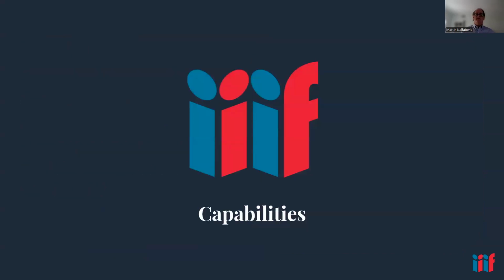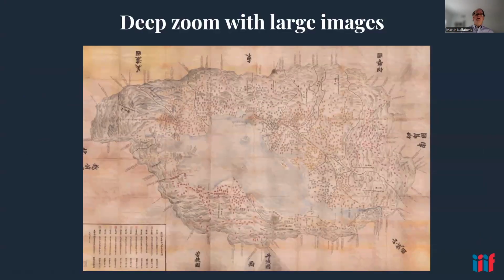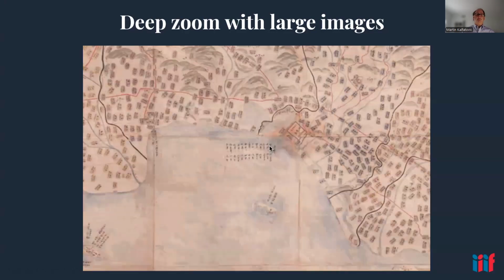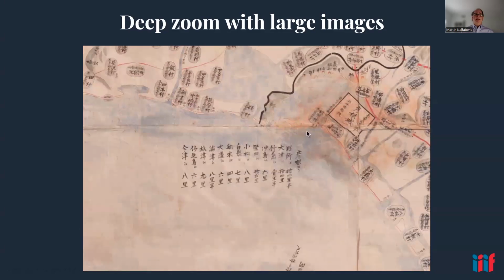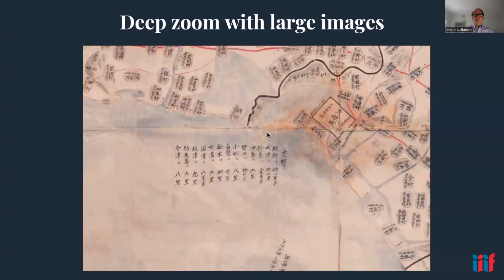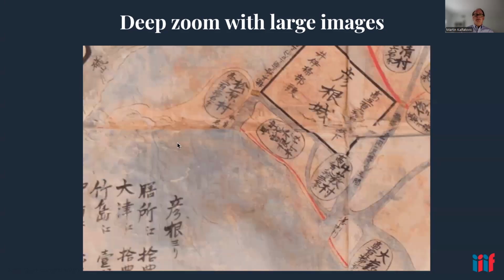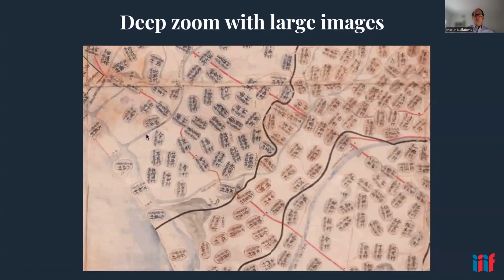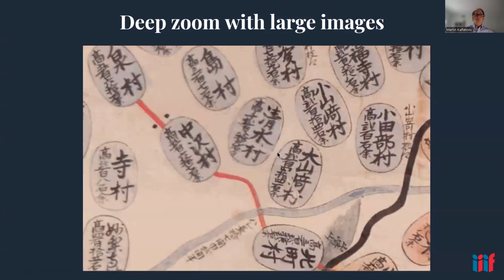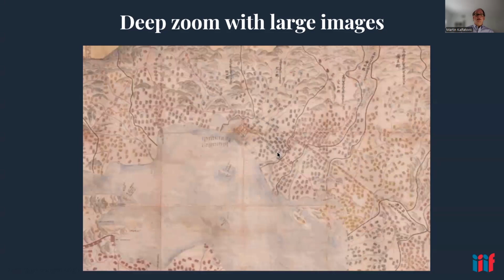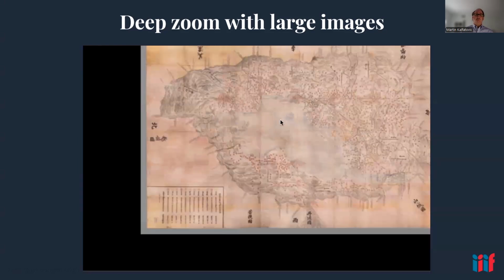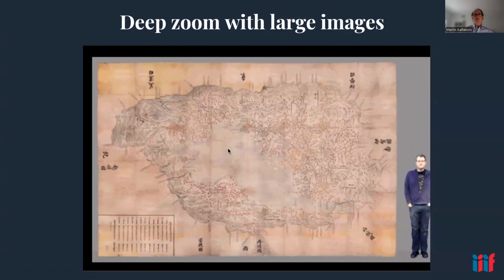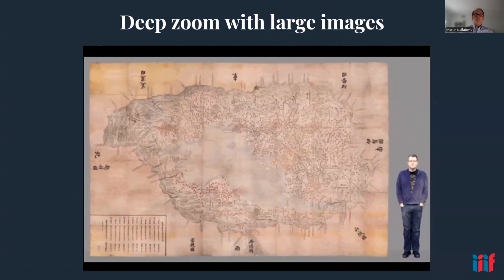Some of the capabilities of IIIF include the ability to do deep zoom of images. And here we see an example from a map at Stanford where we can take a large format digital image, do deep zooming within the image to get all kinds of details that would not normally be visible on the map itself. The map itself is quite large, as you'll see in a moment, in the comparison with one of the staff at Stanford.